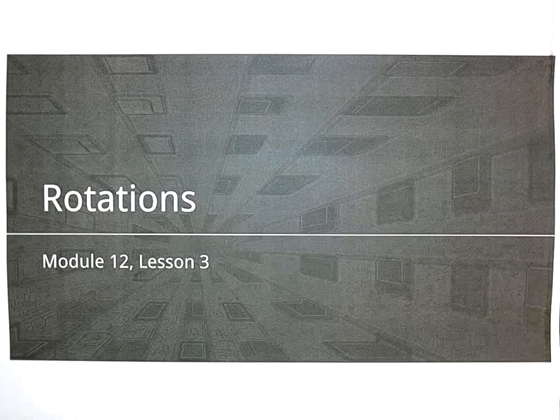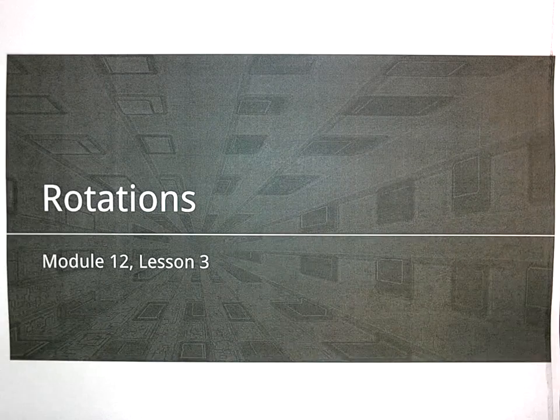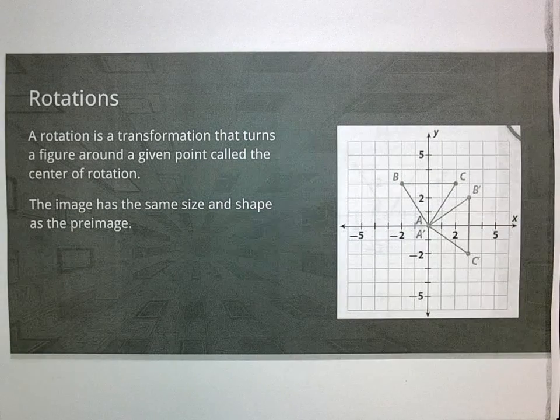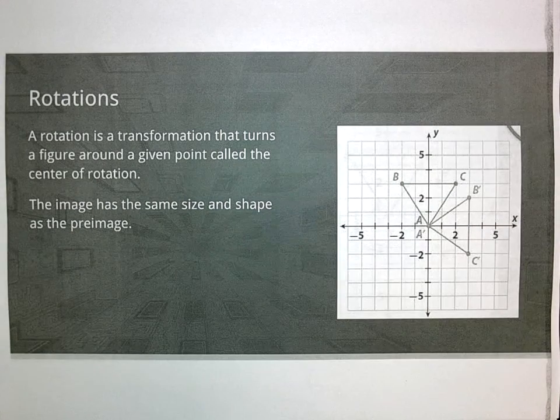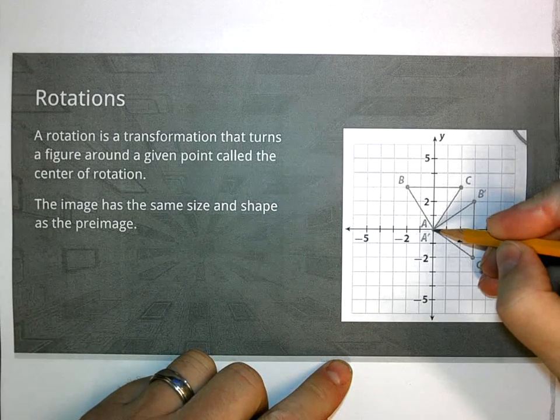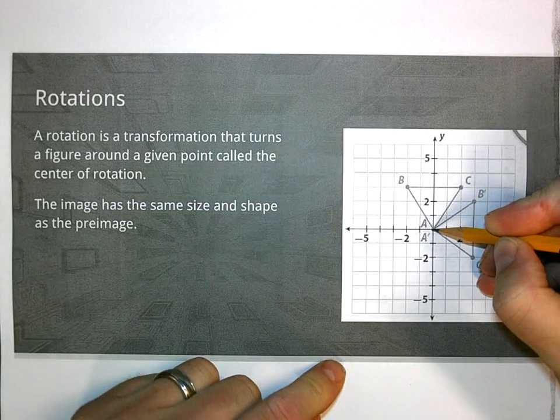So let's look at rotations. We're going to look at all three methods again, just like we've done. So first of all, a rotation is a transformation that turns a figure around a given point called the center of rotation. Now, for all our exercises, the center of rotation is going to be the origin, or 0, 0.